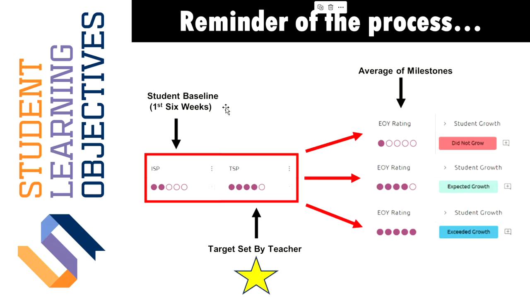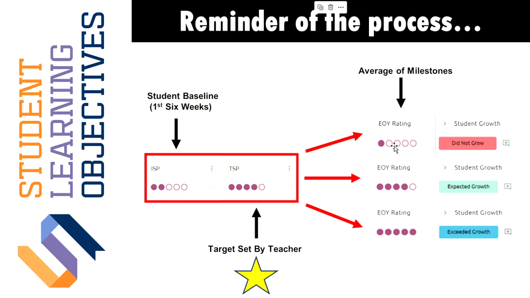A reminder of the process. This is what the SLO process does. The first 6 weeks, the teacher sets the baseline for the student, which is the ISP, and then the teacher sets a target for the student, which is the TSP. So in this case, this student's baseline was 2 dots, which is below typical. The target set by the teacher was 4 dots.